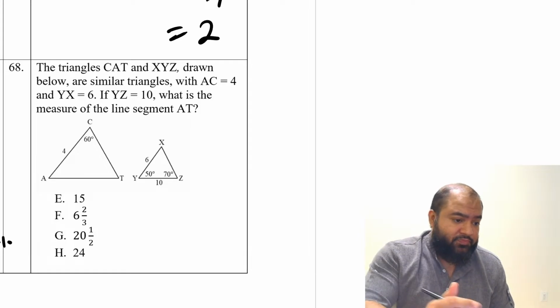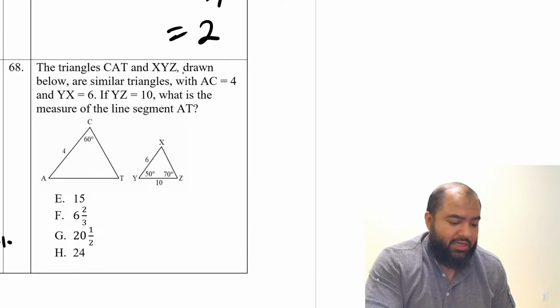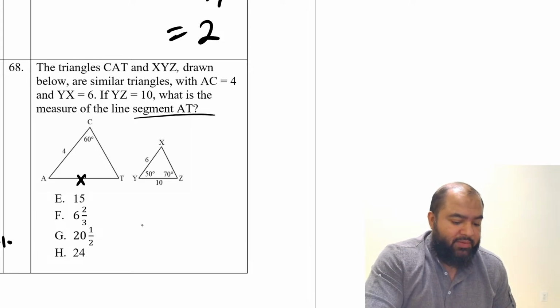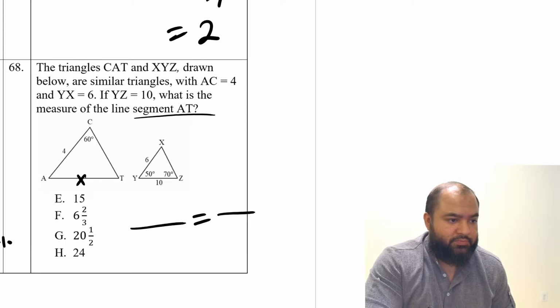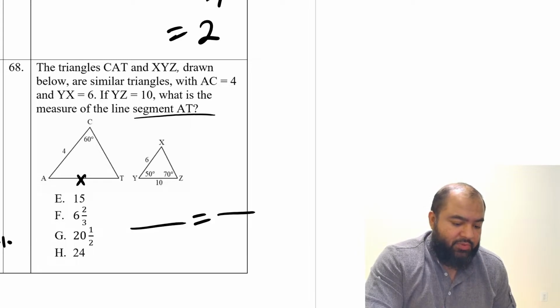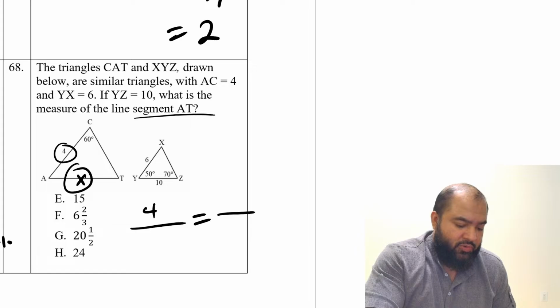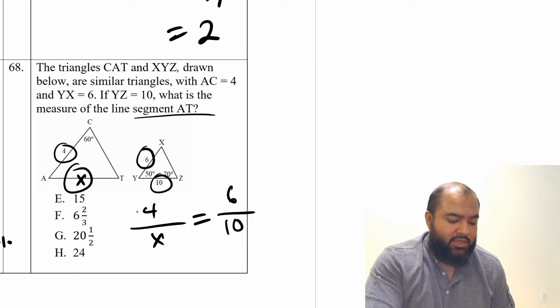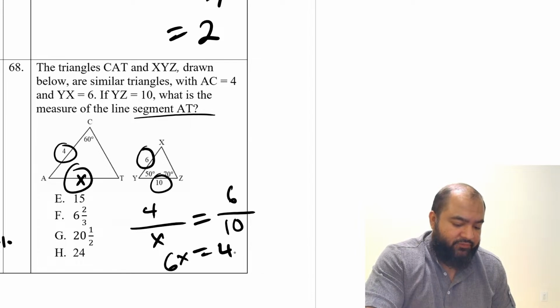This one: the triangles ABC and XYZ drawn below are similar triangles with AC equal to 4 and YX equal to 6. YZ is 10. What is the measure of the line segment AB? So I can call it x. Can I make a proportion? For example, 4 over x equals 6 over 10. Done. Now cross multiply, so 6x equals 40.